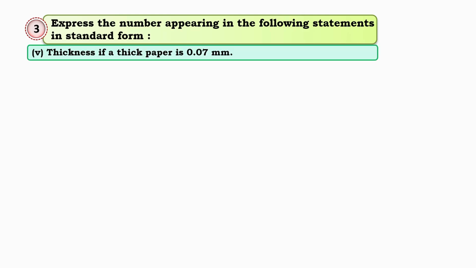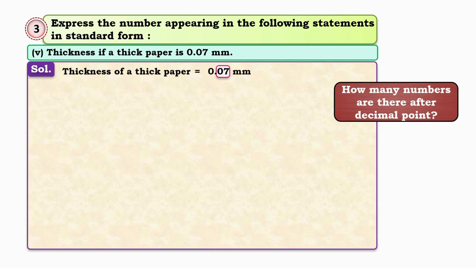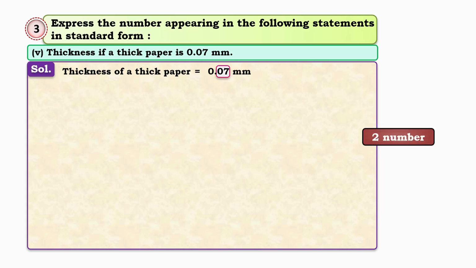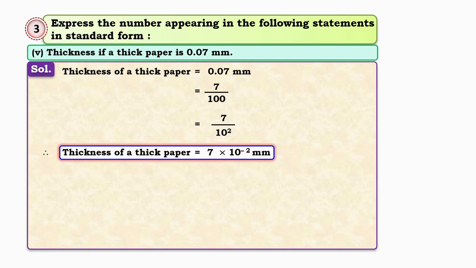Another one, thickness of a thick paper is 0.07 millimeter. So here the total number of decimal places is 2. So this is easy to count. So 7 by 10 to the power 2, which is 7 into 10 to the power minus 2. So this is the final answer.